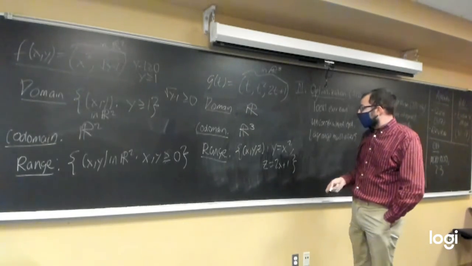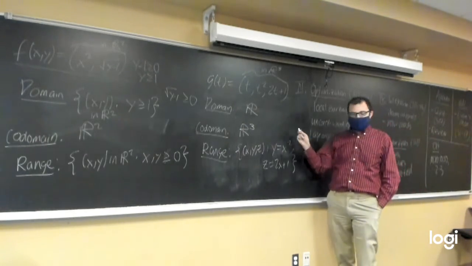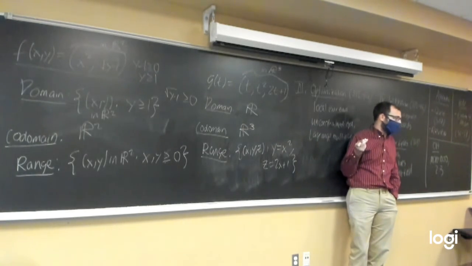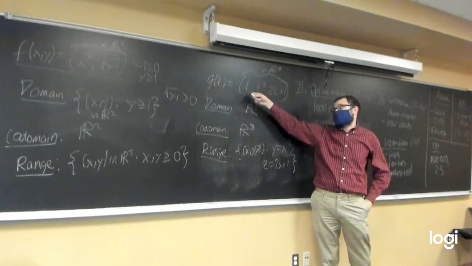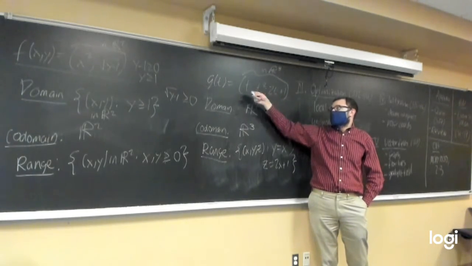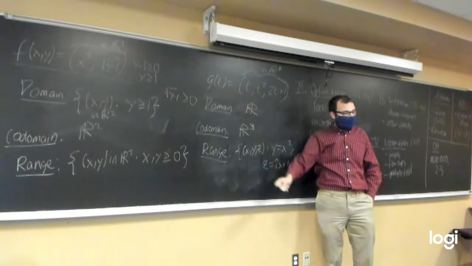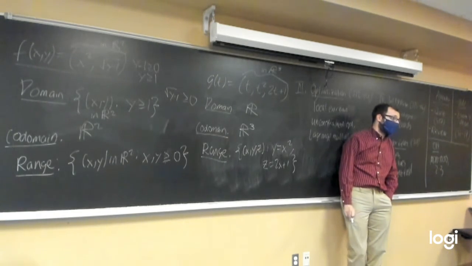So the range is not going to be all of R3, specifically because x, y, and z are not independent of each other in this case. The x, y, and z components of our output vectors are all related in the sense that they're all coming from the same t that we plugged into the function originally.